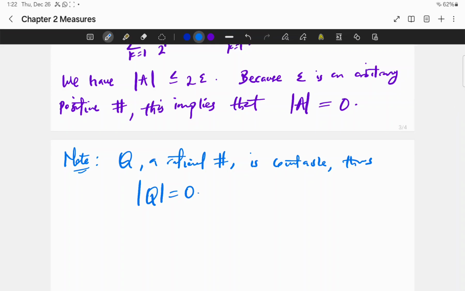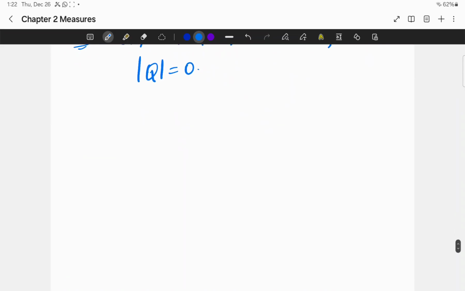Then the next result, which is also a nice property that we need to take note of, is 2.5: outer measure preserves order.